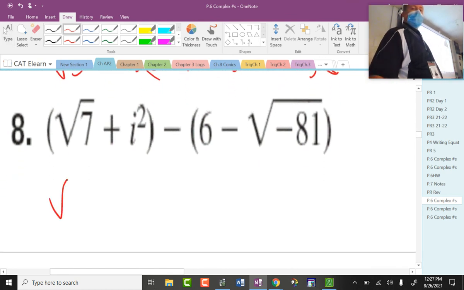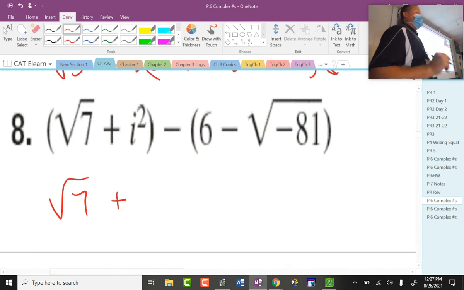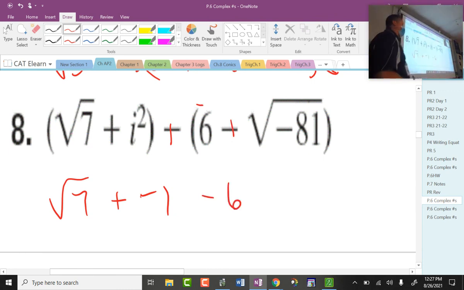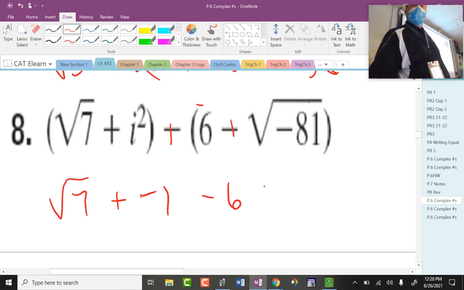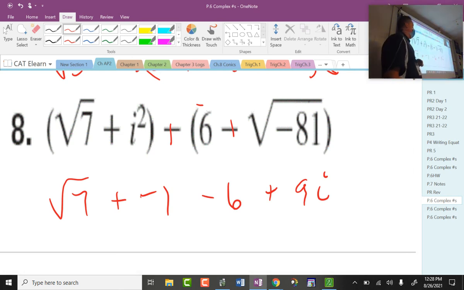Okay, square root of 7's nothing. What's i squared, Malik? Not negative i. Negative 1. And then what do we do with this minus sign? So I'll distribute to the negative 6. And then what's the square root of negative 81? 9i. I hope you got rid of that negative, right? Because it's plus, because of the minus negative, and then it's plus 9i. Square root of 81 is 9. The square root of negative is i. All right, and then that's how you break this down.